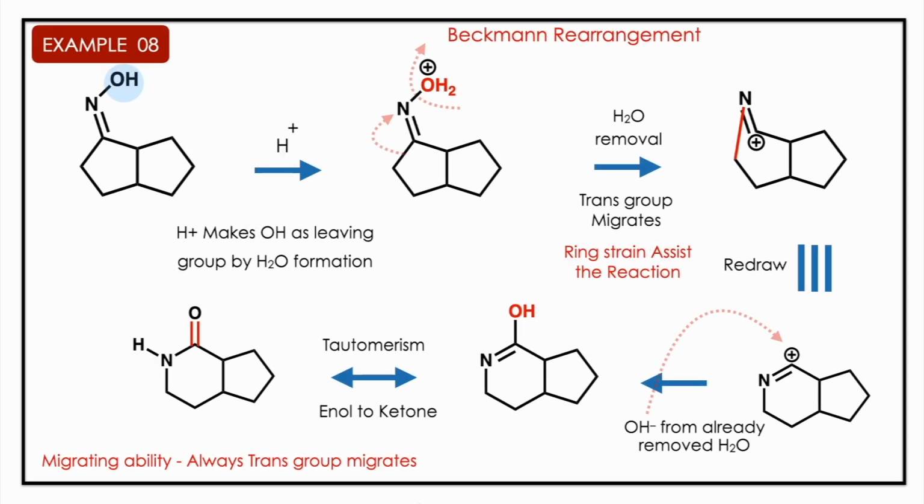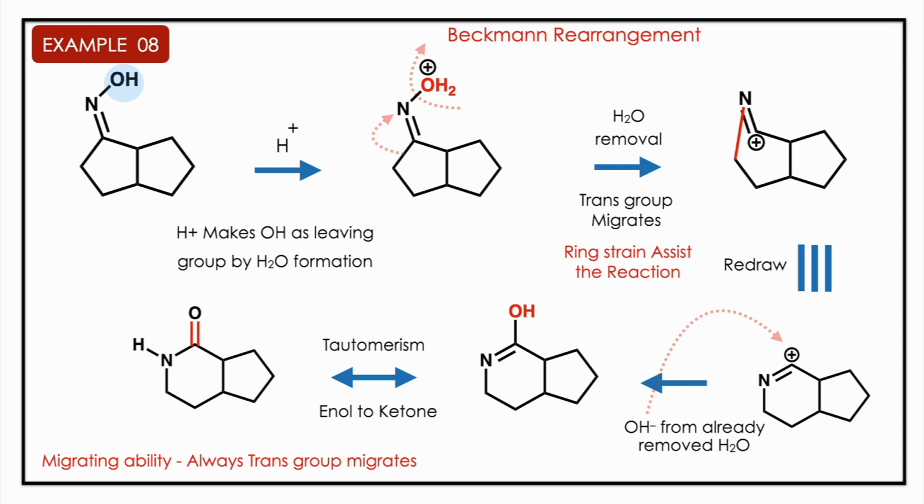Here, Beckmann possibility is there because of the oxime in acidic condition. The first step will be OH attack on H plus, H2O removal. H2O removal is assisted by the trans group because that is the migrating group which migrates. You have the cation. Since the ring is 5-member, it is strained. Hence, ring strain also assists the reaction to relieve the strain. So the 5-member ring becomes a 6-member ring. You have a cation on the carbon.